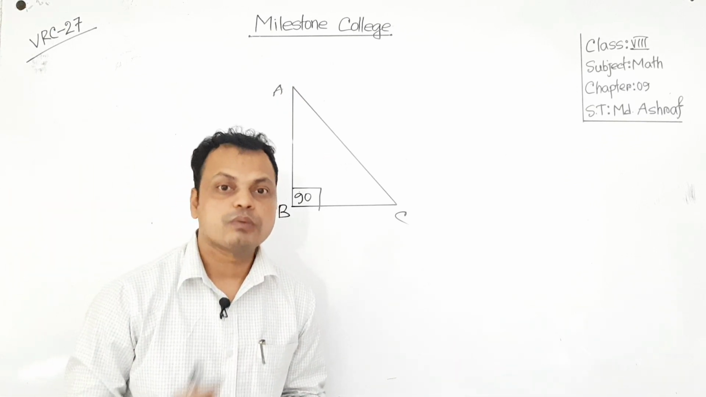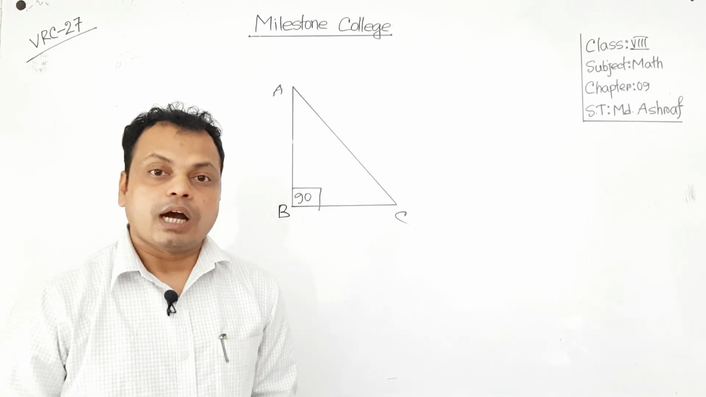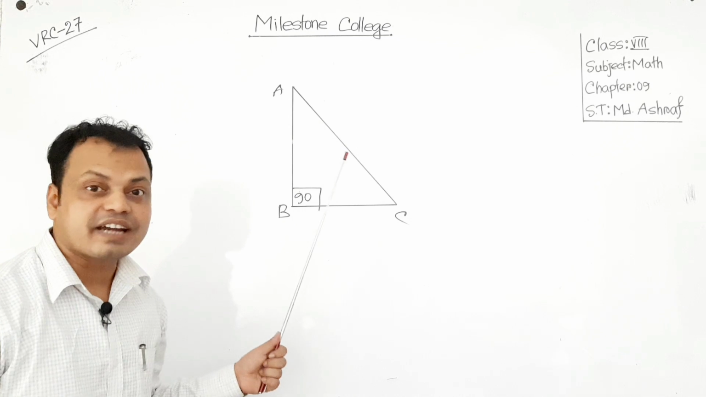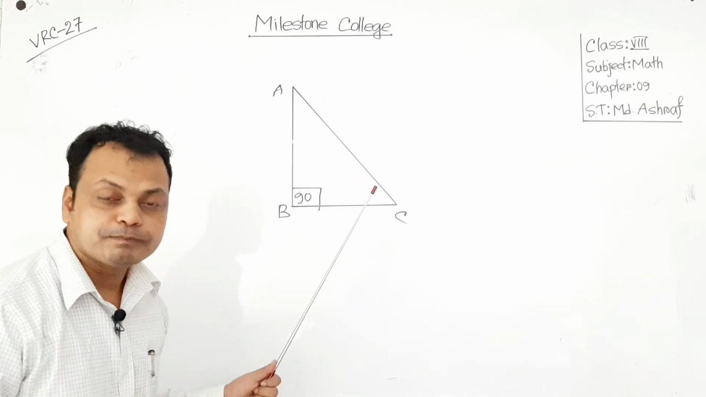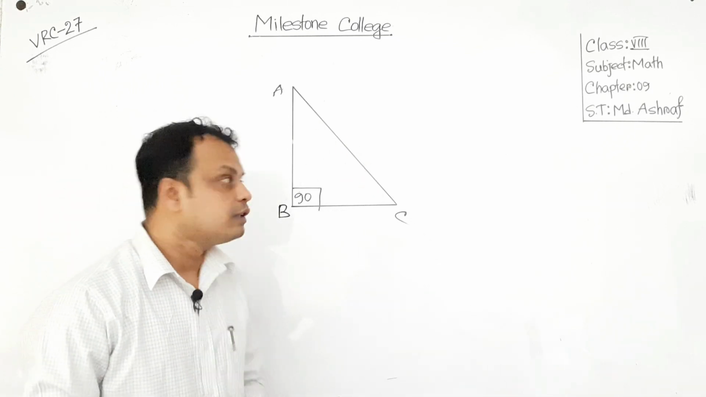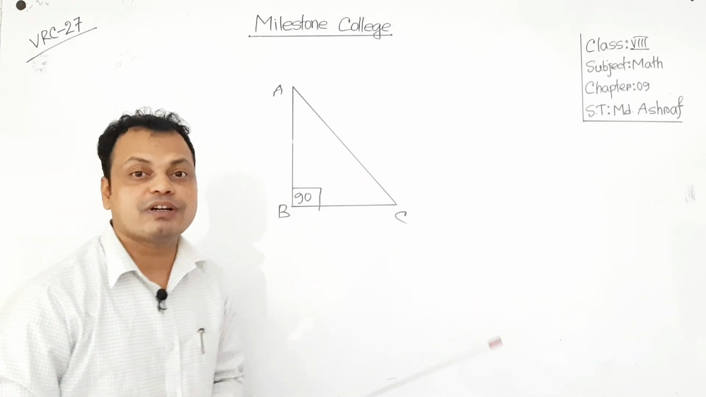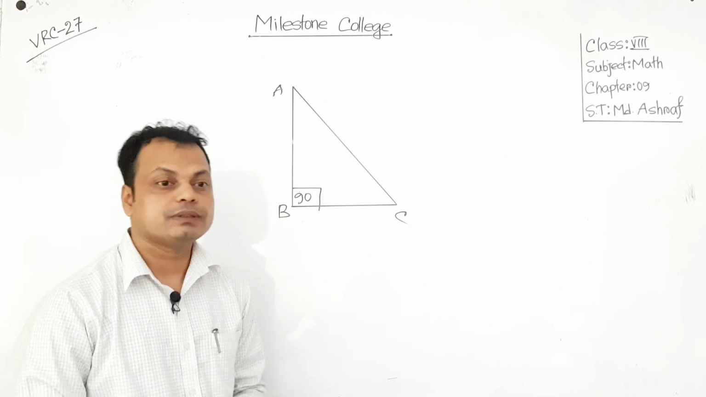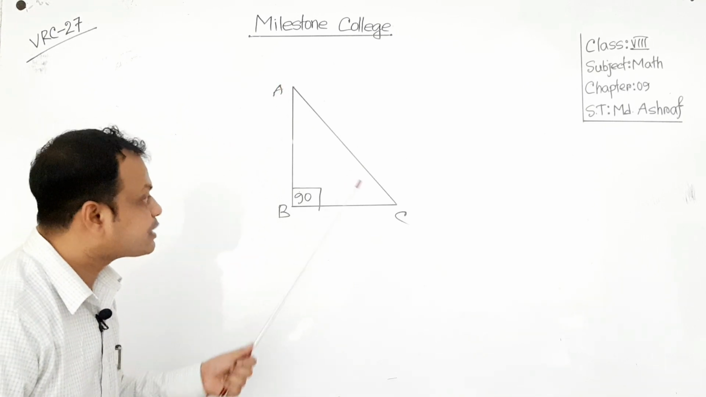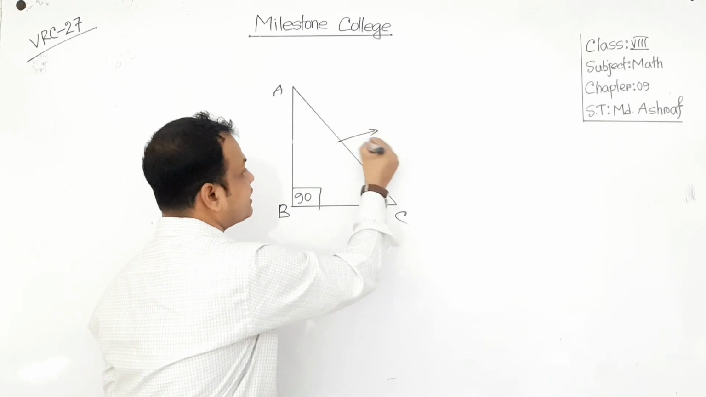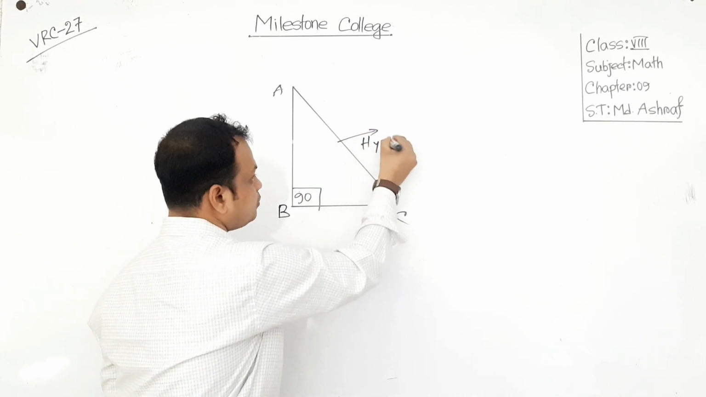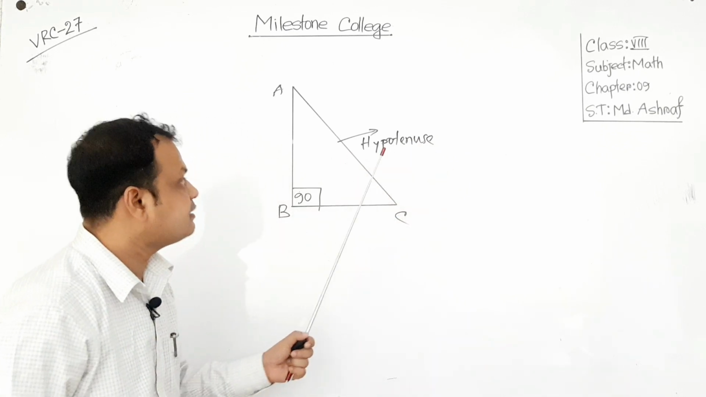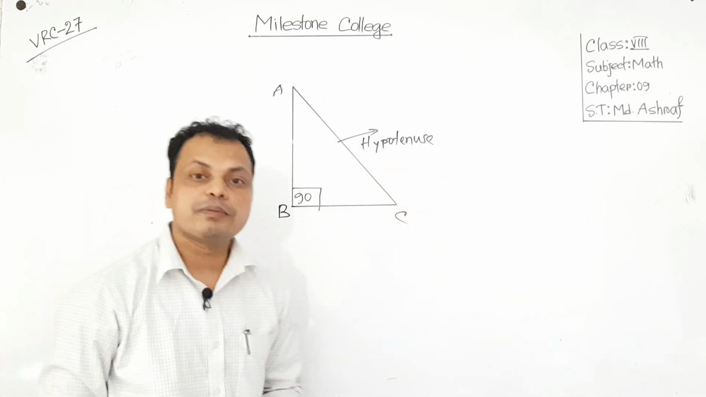Got this one? Now I want to ask you a question. The sides of a right angle triangle have special names. From the figure, which side will be called the hypotenuse? Who can tell? Yes, very good. Thank you. Side AC will be called the hypotenuse. The name of this side is hypotenuse.